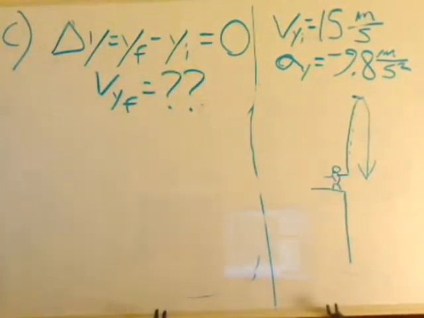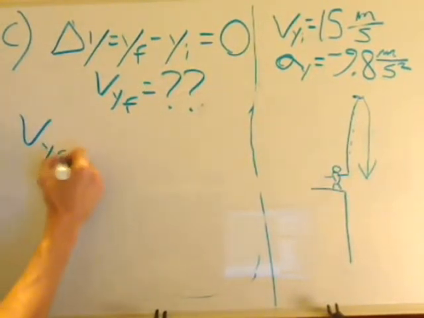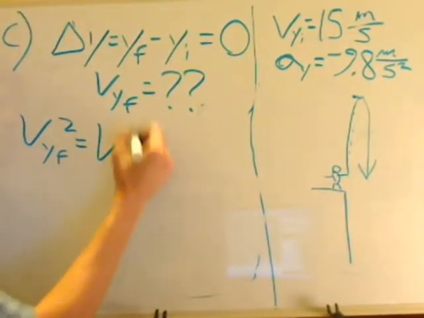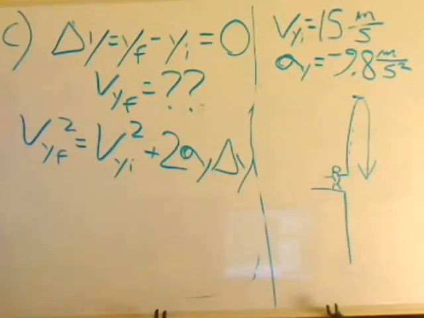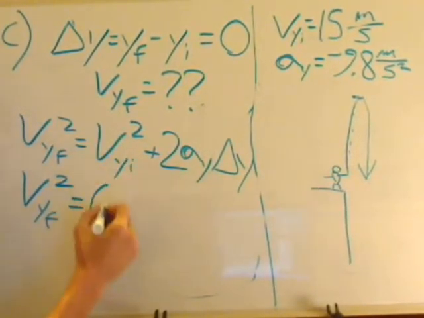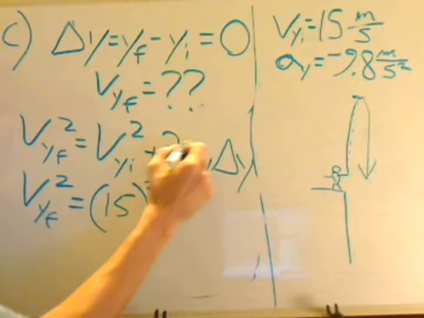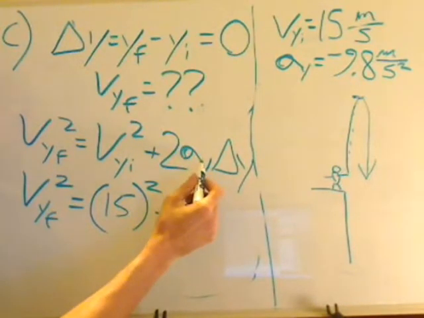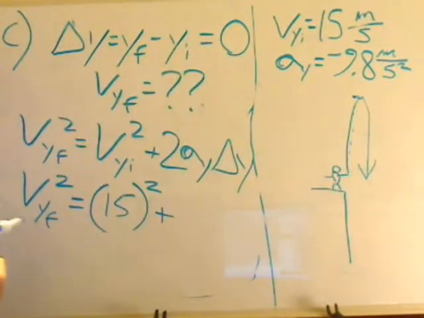And we're asked to now find Vy final. Going through our list of equations, the best equation that fits this set of variables is still this equation here. Substituting values in, Vy final squared equals Vy initial, which is 15 squared, plus 2 times negative 9.8 times delta y. But delta y is 0, so that term is 0.